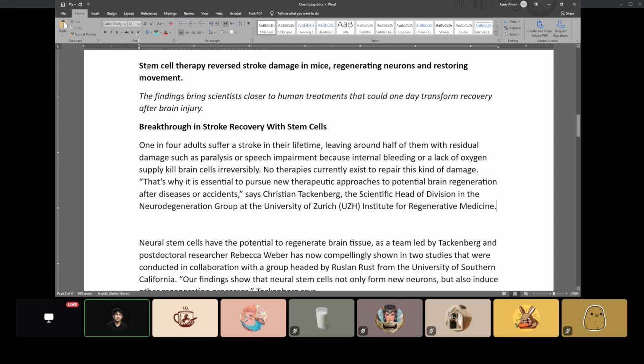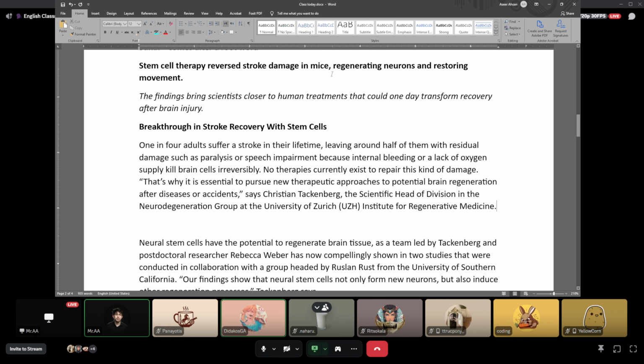Okay. Stem cell therapy reverses stroke damage in mice, regenerating neurons and restoring movement. The findings bring scientists closer to human treatments that could one day transform recovery after brain injury. Breakthrough in stroke recovery with stem cells. 1 in 4 adults suffer a stroke in their lifetime, leaving around half of them with residual damage such as paralysis or speech impairment because internal bleeding or a lack of oxygen supply kill brain cells irreversibly. No therapies currently exist to repair this kind of damage.